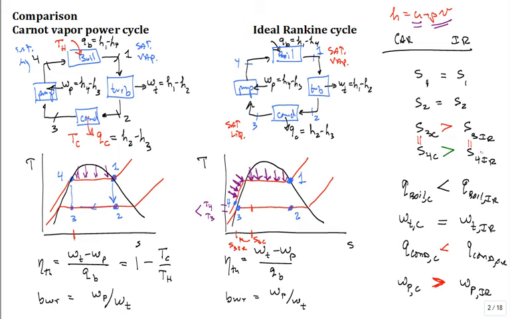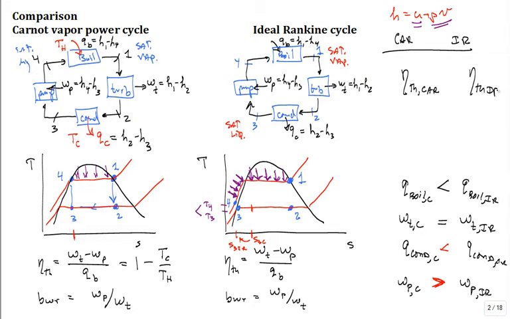Well, there's a few more I wanted to do. I guess I'll continue this game, and we'll do this. The thermal efficiency of the Carnot versus the thermal efficiency of the ideal Rankine. Greater, equal, or less? Answer A, B, or C. Which cycle is more efficient? Thermal efficiency. Carnot or ideal Rankine?